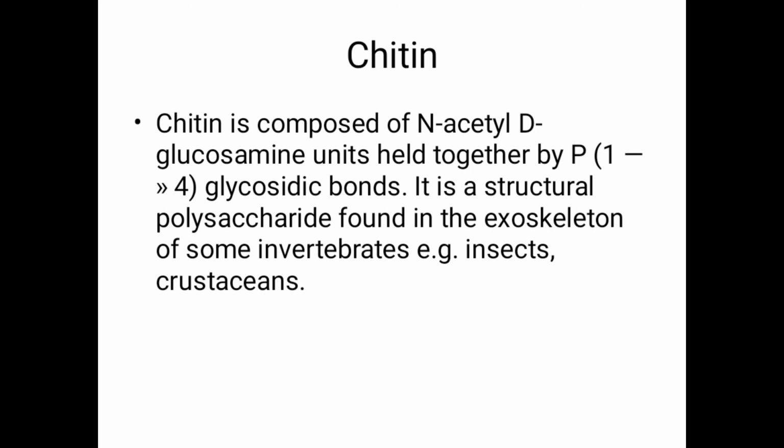So this is all about disaccharides and polysaccharides. In the next lecture we are very much interested in derived sugars and their significance. This point is very important, so try to make notes on derived sugars and their significances. Thank you.